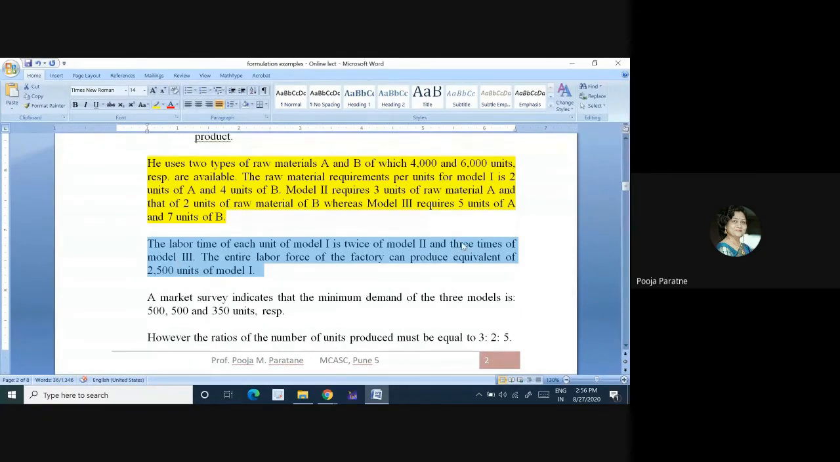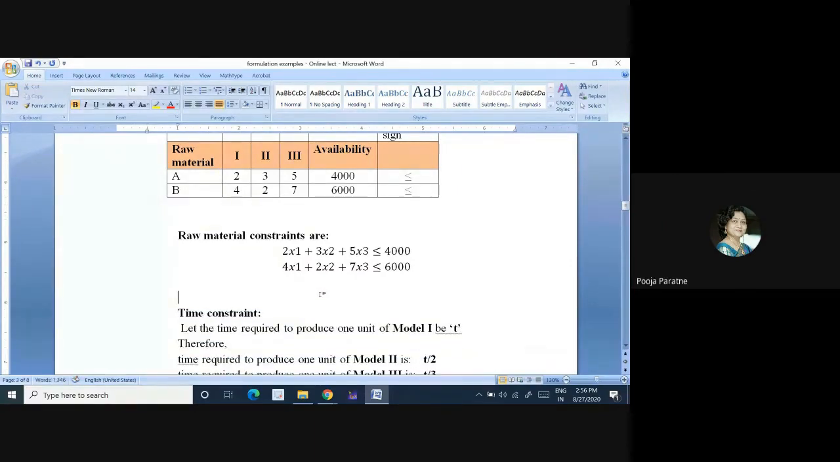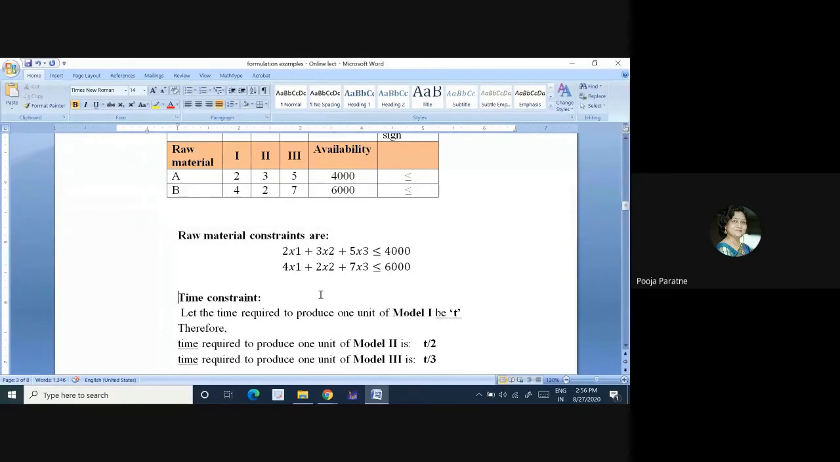So let us write down this constraint here. First we'll define the time. Let the time required to produce 1 unit of model 1 be t, as they have given the availability of time for model 1.